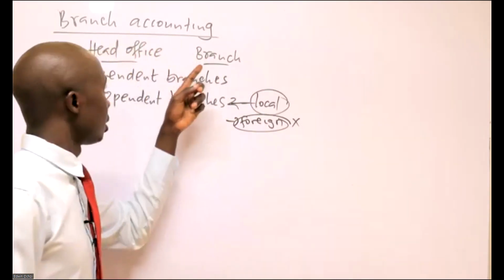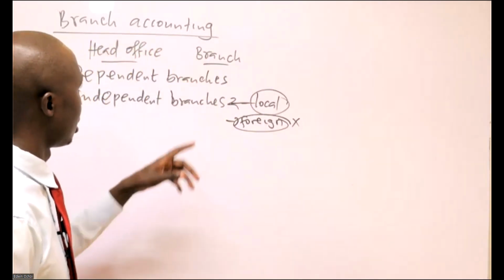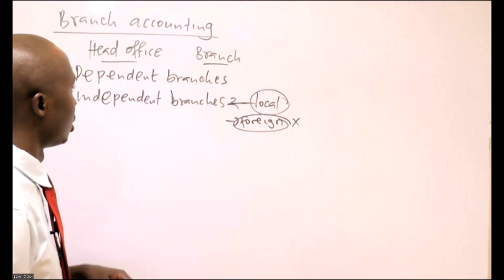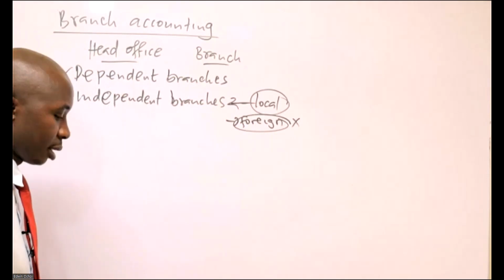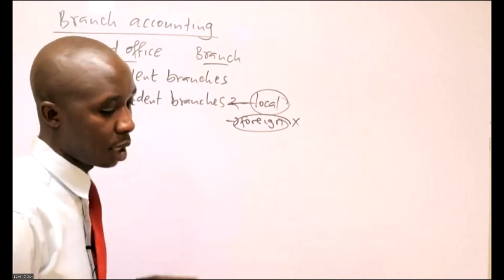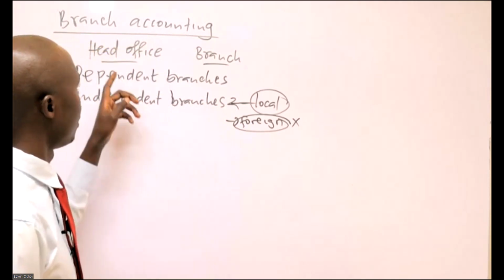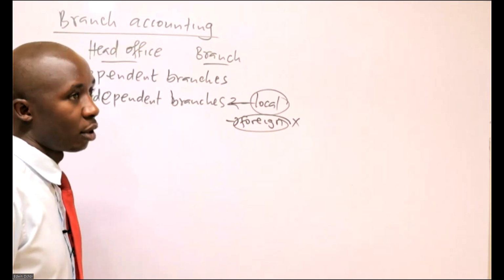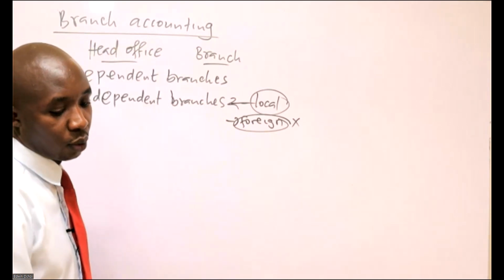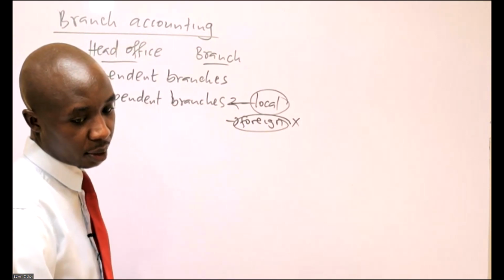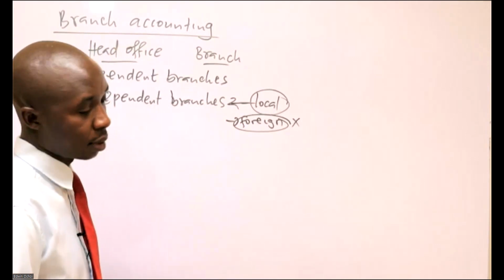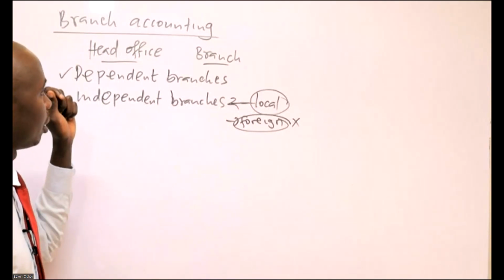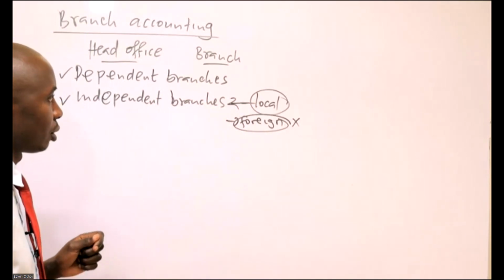Remember that the branch is independent. It has its own management and runs the business on its own. The head office only acts as a watchdog of what happens in the branch. And be careful on this topic, be careful on what we'll be doing today, in relation to your exam. Local independent branches, whereby the branch and the head office are in the same geographical location.